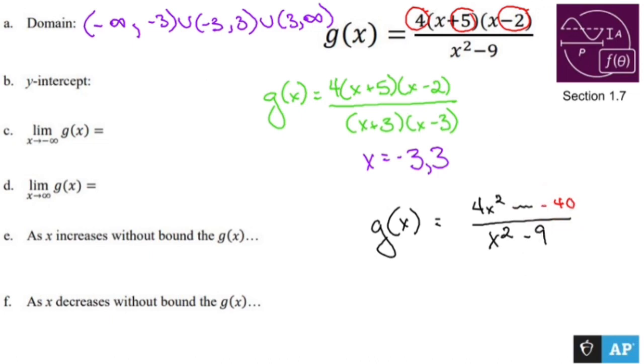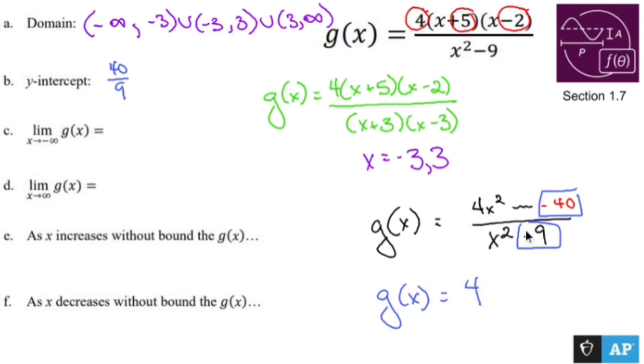So the y-intercept is going to be the constant divided by the constant. -40 divided by -9 is just going to be 40 over 9. Now, the limit as x approaches negative infinity is found by dealing with only the leading coefficients. Now, my leading coefficient is 4x squared over regular x squared. So a little shortcut is I can view the leading terms, not coefficients, but the leading terms as 4 over invisible 1, or just 4.